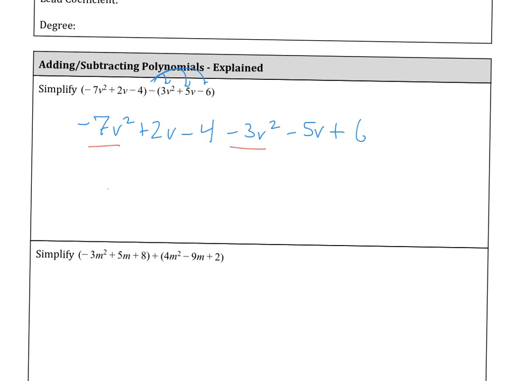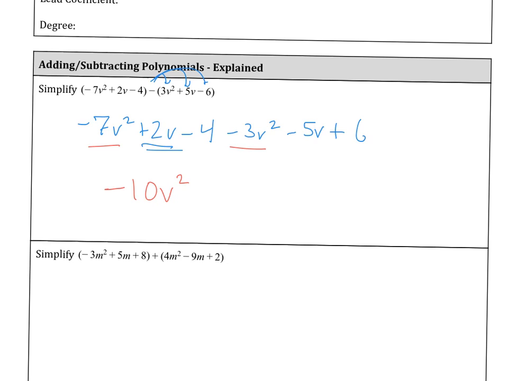Negative 7 and negative 3 make negative 10, and the power itself doesn't change at all. It's kind of like someone saying, hey, you have negative 7v squareds, and I give you negative 3 more v squareds. How many v squareds do you have? You have negative 10 v squareds. That's not going to be affected by the fact that we're combining these two things together.